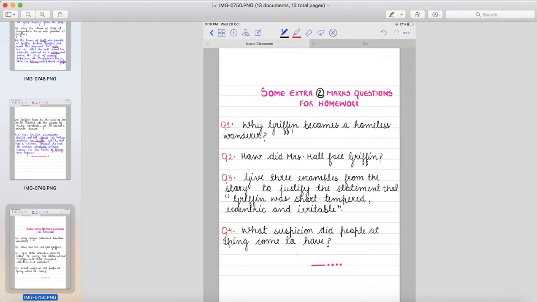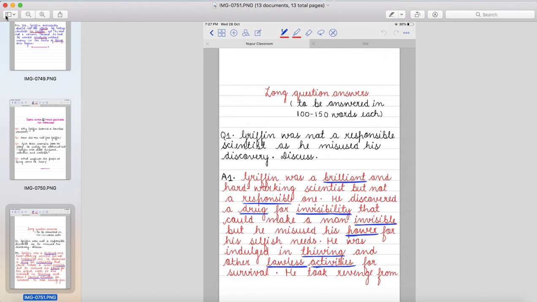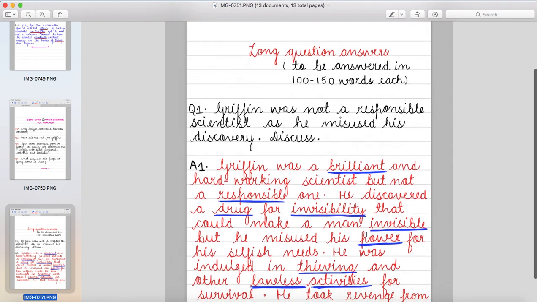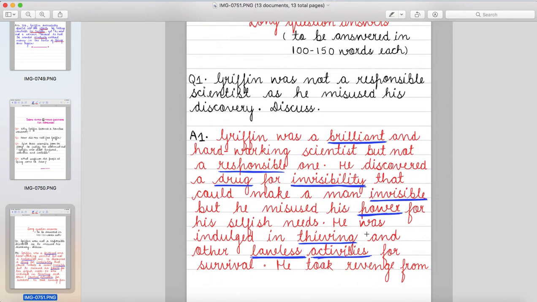Okay. Now let's come to the long questions which need to be answered in 100 to 150 words. Question number 1. Griffin was not a responsible scientist as he misused his discovery. Discuss. So the answer is Griffin was a brilliant and hardworking scientist but not a responsible one. He discovered a drug for invisibility that could make a man invisible, but he misused his power for his selfish needs. He was indulged in thieving and other lawless activities for survival. Okay, so he was involved in all the evil activities.